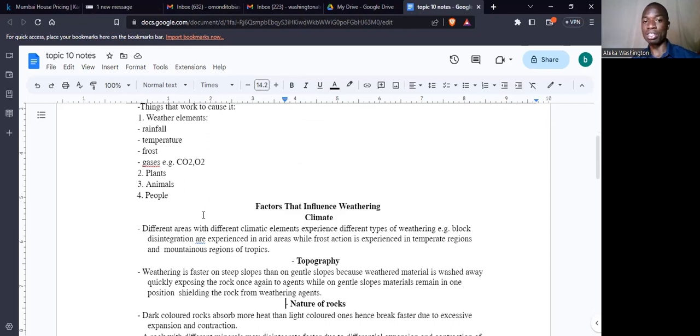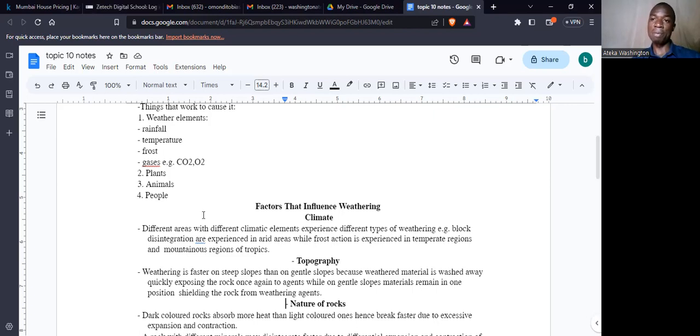Then it also takes part in chemical reaction, whereby the plant remains, which we call flora, decompose. They produce a weak acid, which can also react with the rock elements and cause some stress to them, which will result in them fracturing.